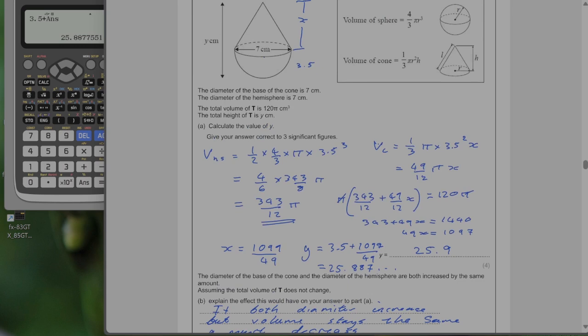Because if you think about the dimensions, if this increases and this increases, this must decrease if the volume stays the same.